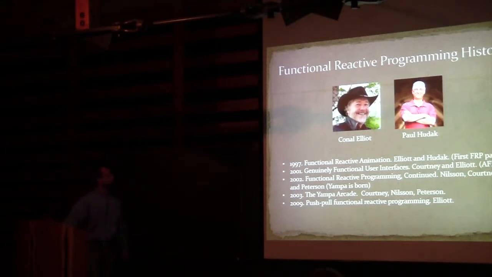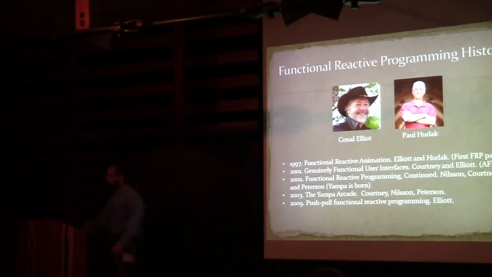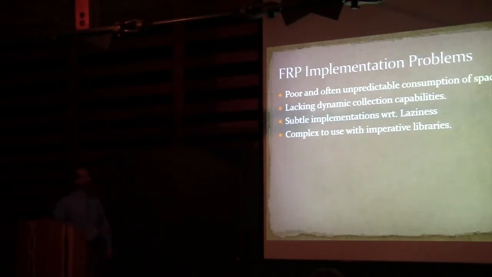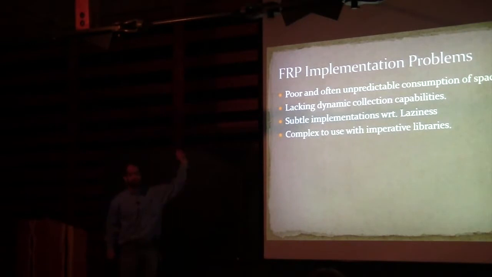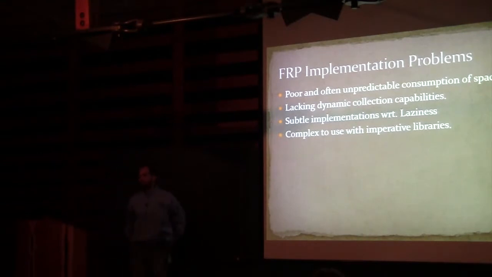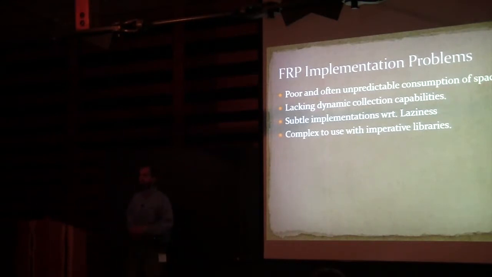Now, you would think that anytime someone mentions Haskell, they would just shout out about how awesome functional reactive programming is. But they don't. And the reason is because there have been a lot of implementation problems with functional reactive programming. Poor and often unpredictable consumption of space. One of the papers I just mentioned used that exact wording. Lacking dynamic collection capabilities. Subtle implementations with regard to laziness. And it's complex to use these with imperative libraries, because the mismatch between a purely functional language and a purely imperative language is difficult.